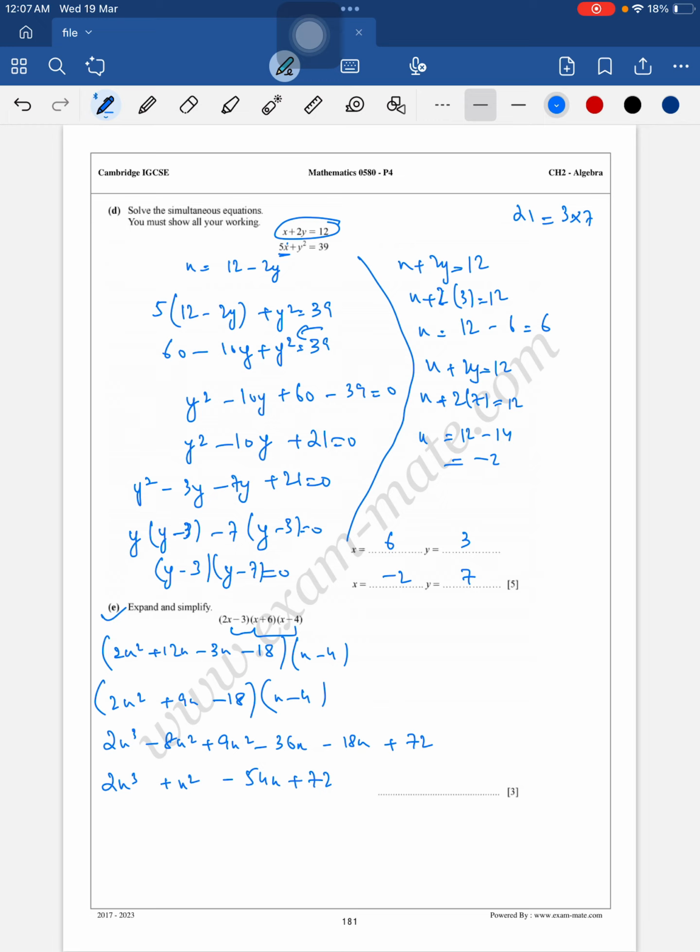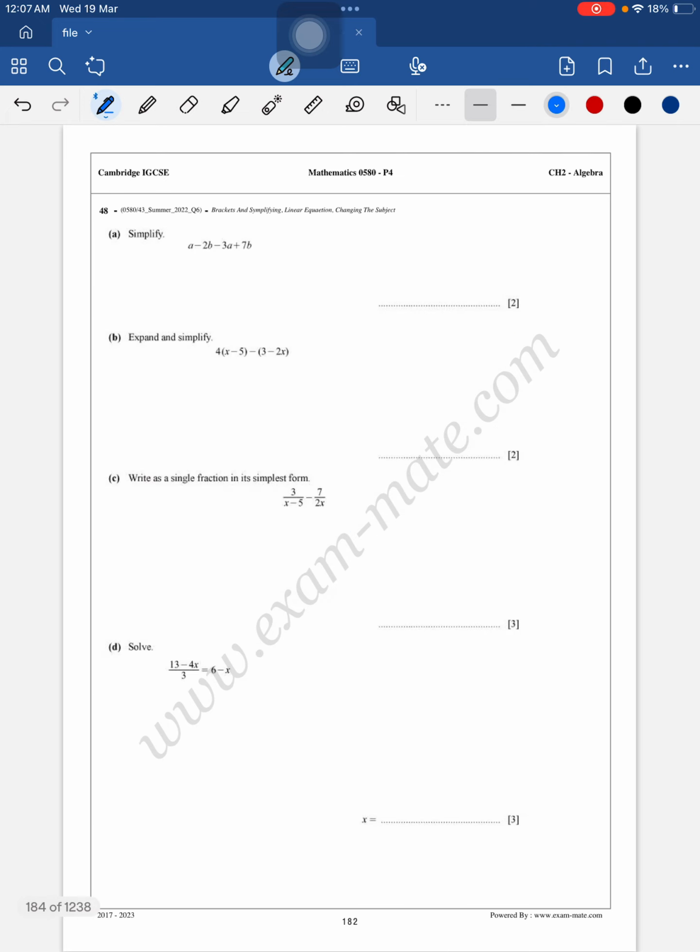Since it's an expression, we can simplify it till here, right? Okay. Question number 48, a minus 2b minus 3a plus 7b. A minus 3a is minus 2a, minus 2b plus 7b is plus 5b. Second, 4 into x minus 5, expand and simplify. So 4x minus 20 minus 3 plus 2x. 4x plus 2x is 6x, minus 20 minus 3 is minus 23.